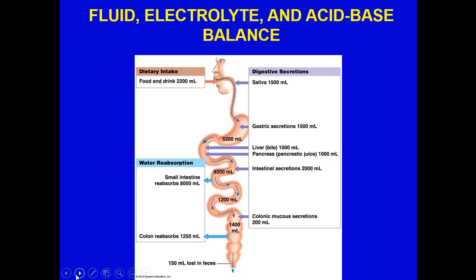And of course, this diagram here shows you dietary intake and digestive secretions, because this is the part where we get into the need for a large intestine. We've got to reabsorb the liquid that we put into the digestive process from saliva, gastric secretions, the liver, the pancreas, intestinal secretions, etc. We have to recover that water. So we have the small intestine reabsorbing some and the colon reabsorbing others. So we really lose very little, about 150 mils in feces.